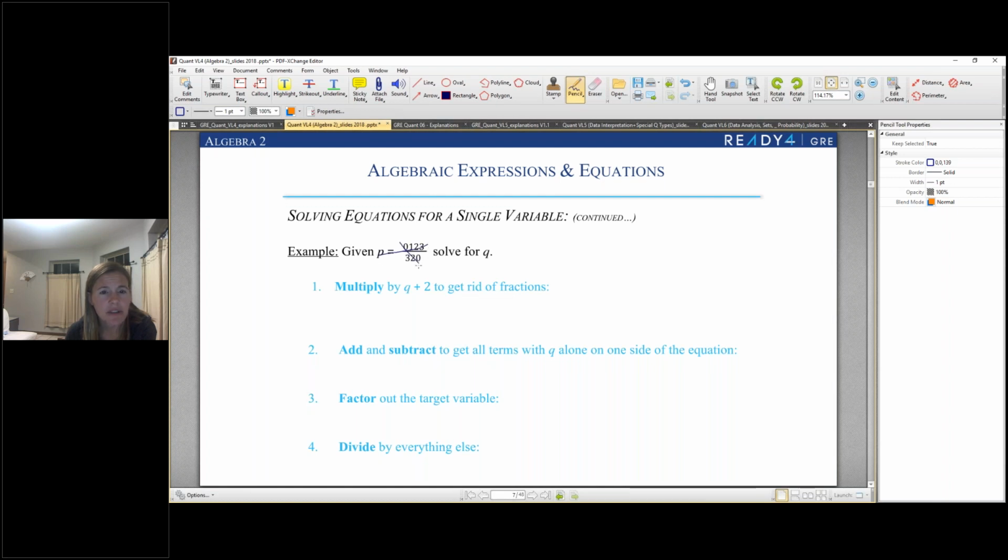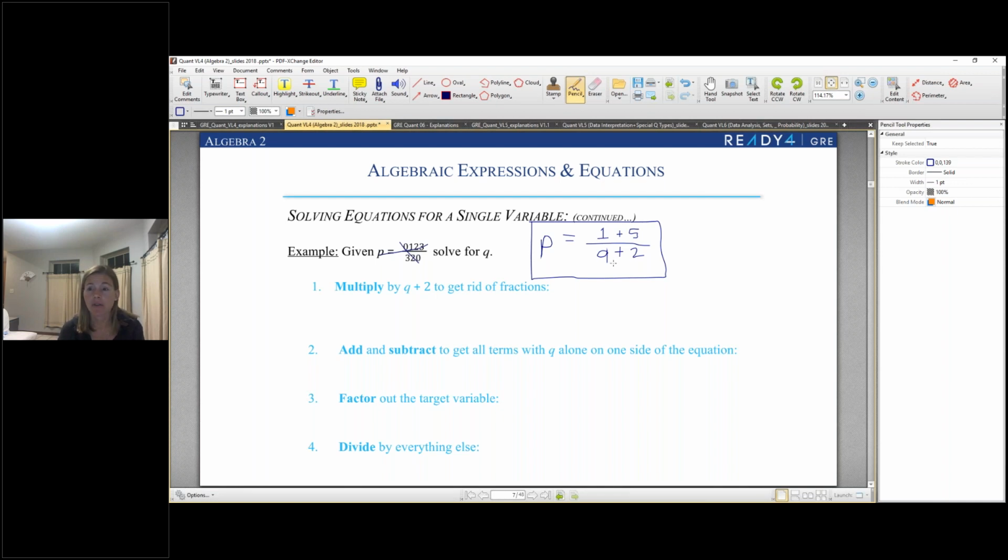Let's say this is supposed to say P is equal to 1 plus 5 over Q plus 2. We'll just say that, okay? So let's say we have this thing here. P is equal to 1 plus 5 over Q plus 2. First off, is this an expression or is it an equation? Expression or equation? It's an equation, exactly. It's got an equal sign in it. Okay, so how do we solve it?